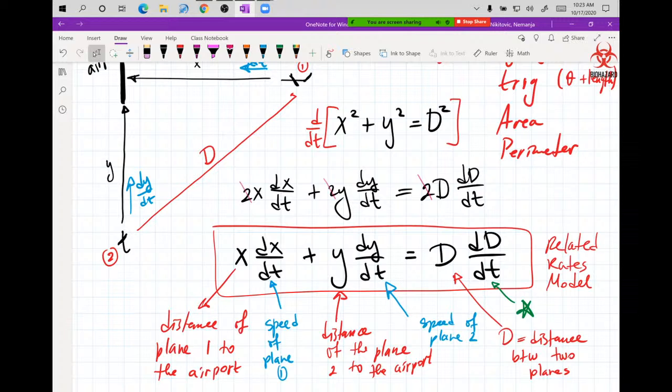Because plane number 1, the one that flies along the x-axis, wants to land. They can't fly forever. There's no fuel forever on the plane. So plane 1 wants to safely land. Plane 1 is x miles away from the airport, and plane 1 is going at dx/dt speed towards the airport.